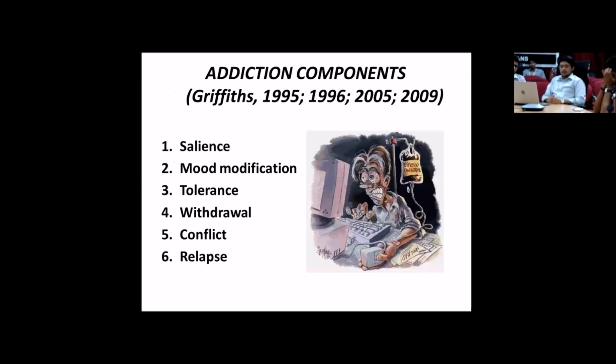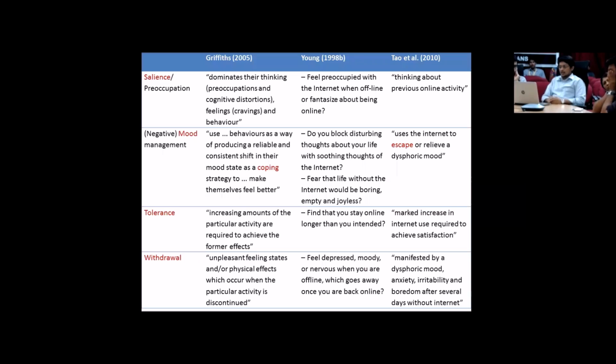A lot of behavioral addiction research comes from Griffiths' model of addiction components, wherein he describes 6 major components of addiction: salience, use of internet to modify one's mood, tolerance, withdrawal, conflict, and relapse. Based on this, there are many other models, where Young's model of internet addiction was published in '98, and in 2010 Tao et al. from China published another set of criteria for diagnosing internet addiction. Basically, all of this can be grouped into the same 6 subheadings.